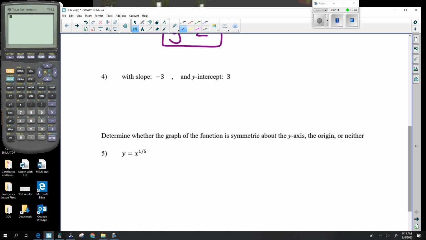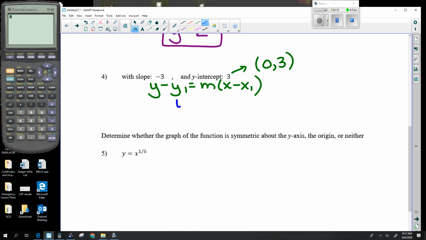All right, here, yes, I know that I usually do y minus y1 is equal to m(x minus x1), but that really doesn't make any sense in this case unless you want to think of this as being the point 0, 3. But in this situation, because they spoon feed us this information, I'm going to write this with y equals mx plus b. Again, the b is the y-intercept. So this is y is equal to negative 3x plus 3.